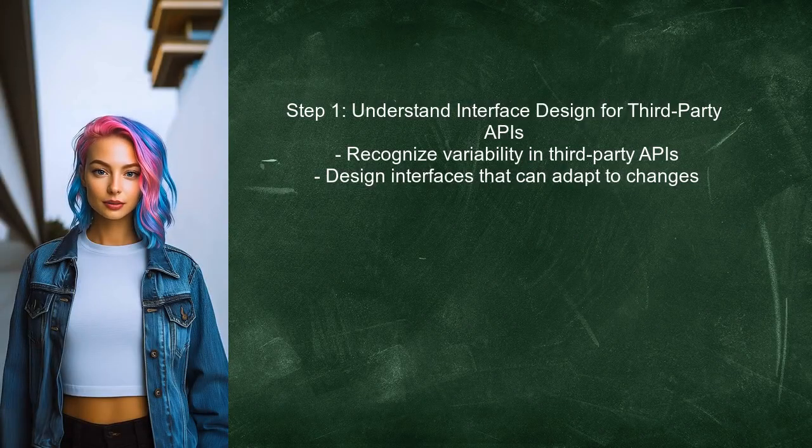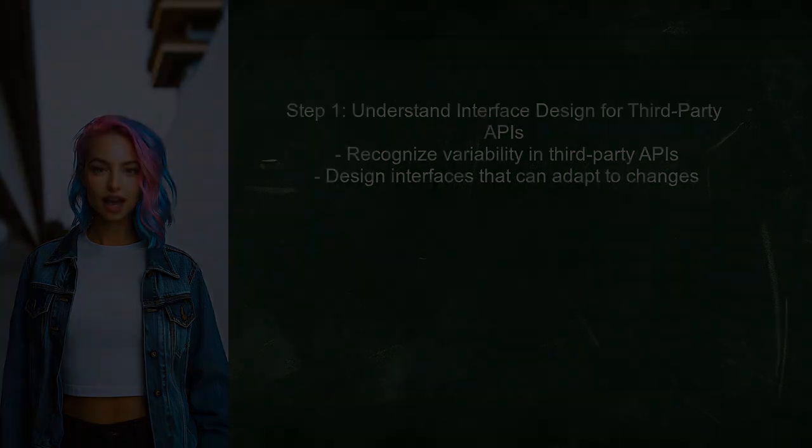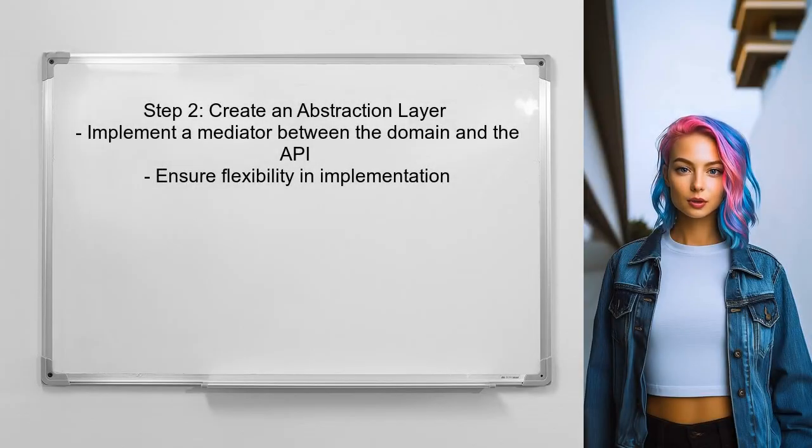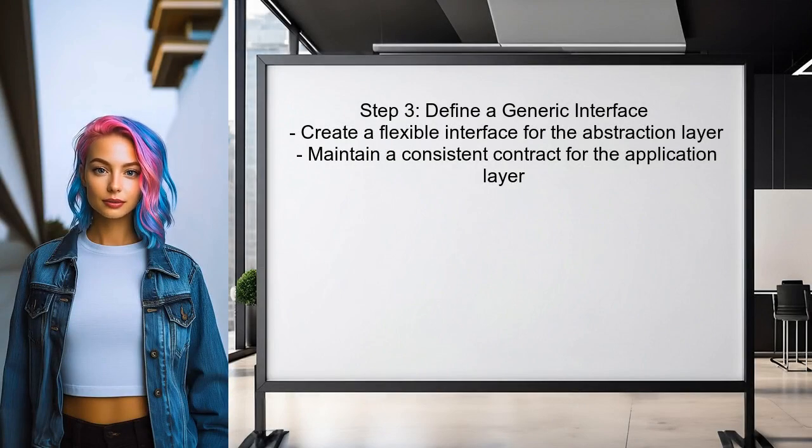effectively. To address the challenge of integrating a third-party API, the user should first consider the implications of the interface design. It's essential to recognize that the interface must accommodate the variability of the third-party API. Next, the user should create an abstraction layer. This layer will act as a mediator between the domain and the third-party API, allowing for flexibility in implementation without affecting the domain layer. The user can then define an interface for the abstraction layer. This interface should be generic enough to handle different third-party APIs while maintaining a consistent contract for the application layer.